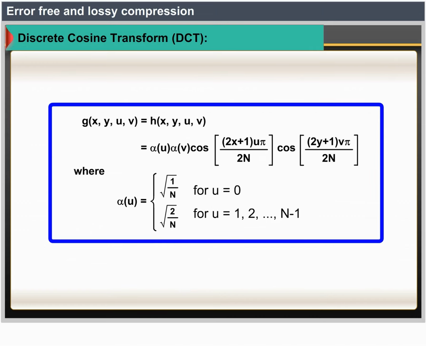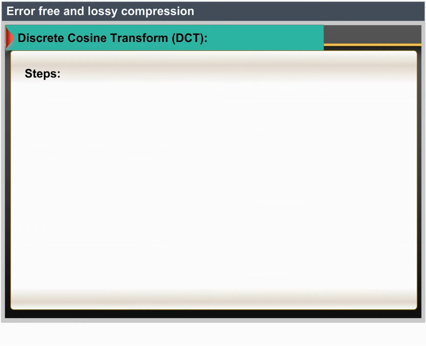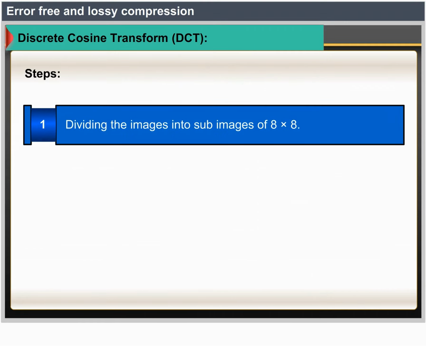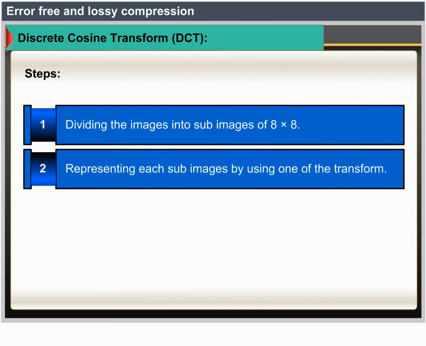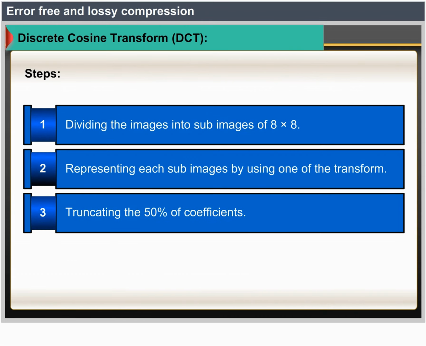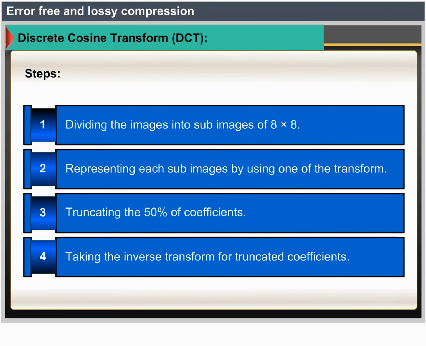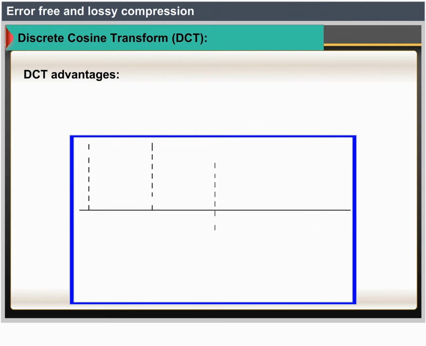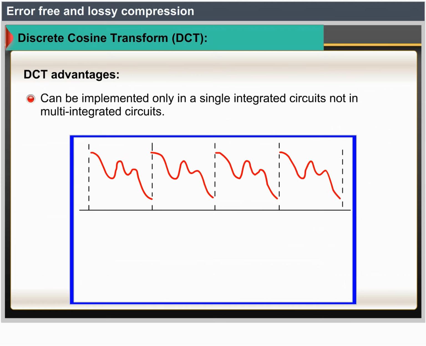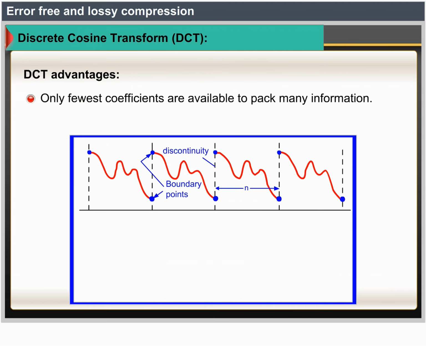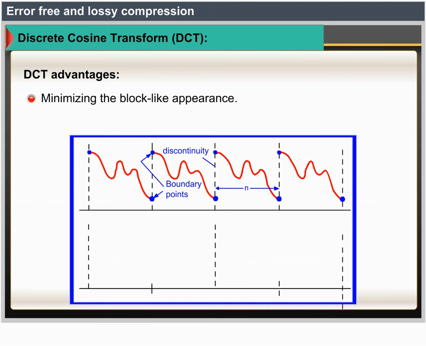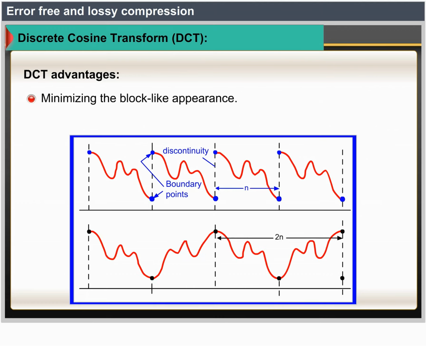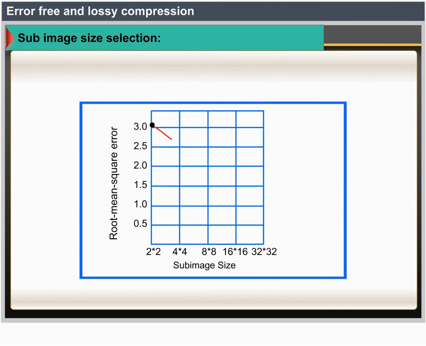The steps involved in DCT are dividing the images into sub-images of 8 by 8, representing each sub-image using one of the transforms, truncating 50% of the coefficients, and taking the inverse transform for the truncated coefficients. The advantages of DCT are: it's implemented in a single integrated circuit, packing the most information into the fewest coefficients, and minimizing the block-like appearance. The implicit periodicity can now be seen. The screen now shows the sub-image size selection, truncation of 75% of coefficients.